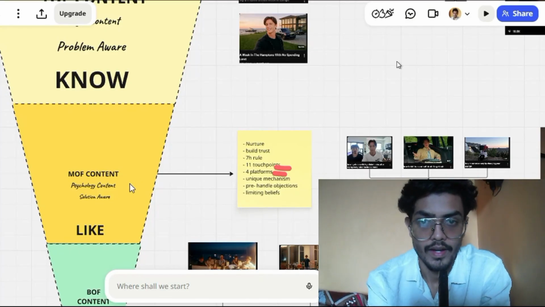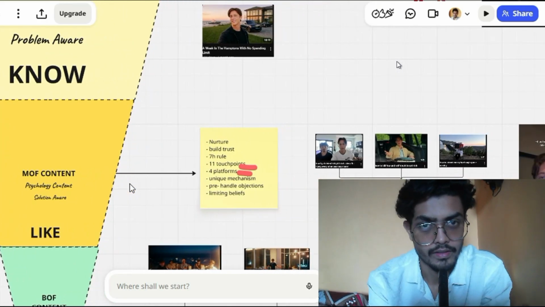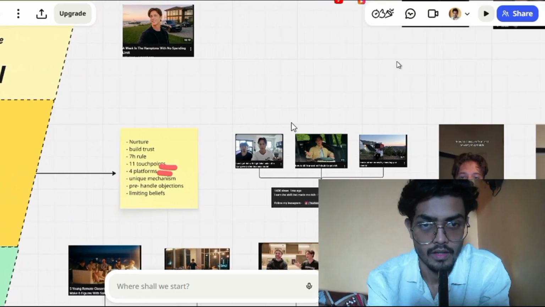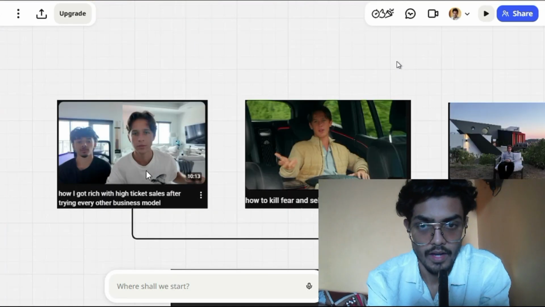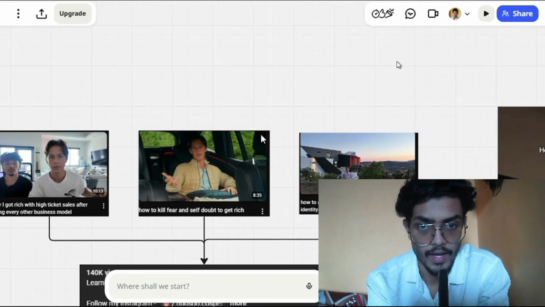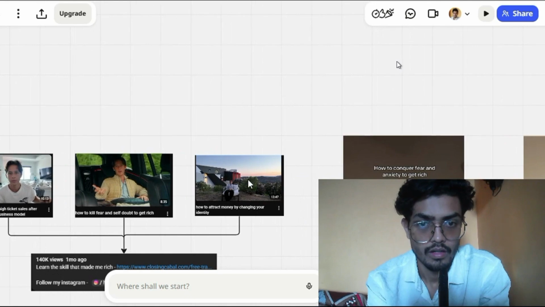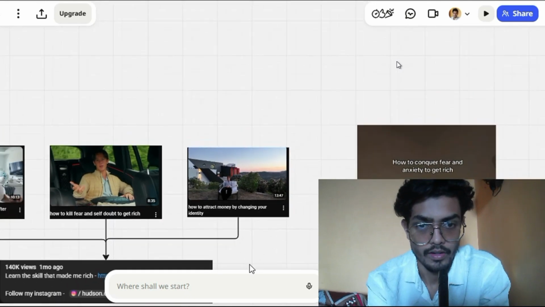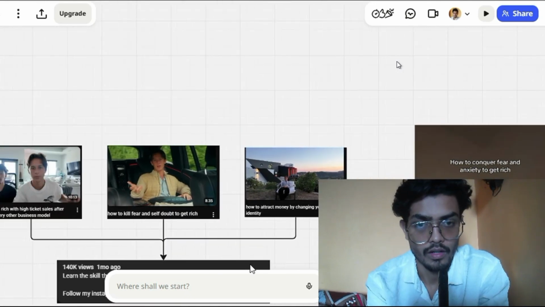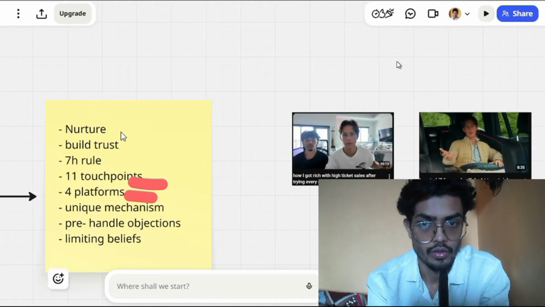His middle of the funnel content is more psychology-driven content, and it is targeting a solution. And here is where people like him. For example, content like "I got rich with high ticket sales after trying every other business model." So he's mentioning his unique mechanism, "how to kill fear and sell out to get rich." Again, his mindset, "how to attract money by changing your identity." All of this is middle of the funnel content to nurture the audience, and the purpose of it is to nurture and build trust.